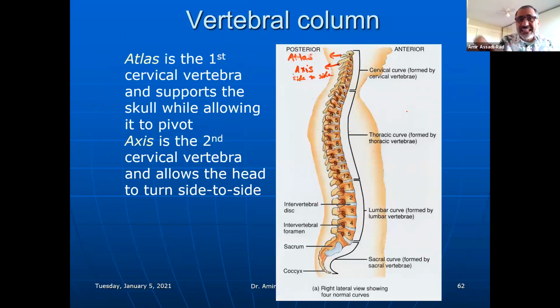Vertebral column, so you should know the very first bone is atlas and the second bone is axis. So I wrote them down as the first cervical. Cervical means the bones in the neck area. There are 6 or 7 of them in here. Atlas supports the skull while allowing it to pivot. Axis is the second cervical bone. Okay, I hope I'm making some sense. That's why I think it's important.